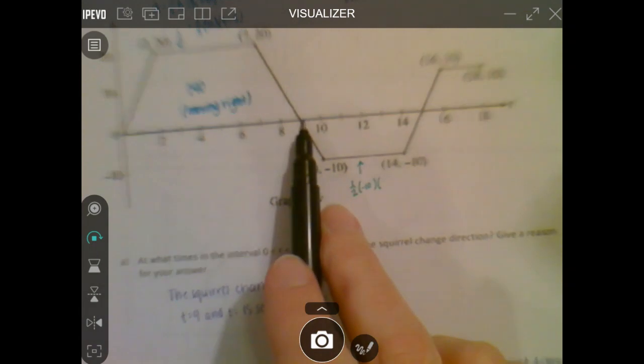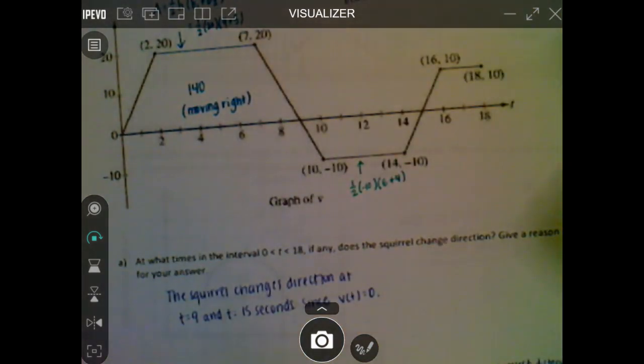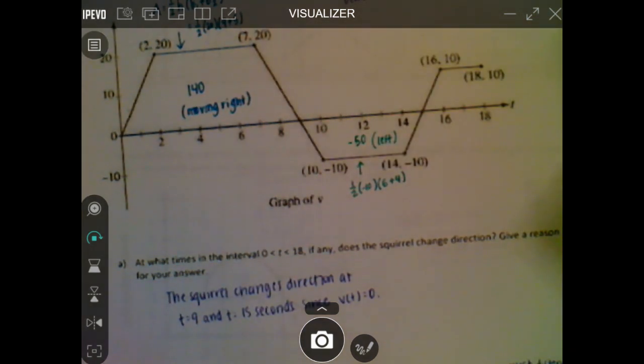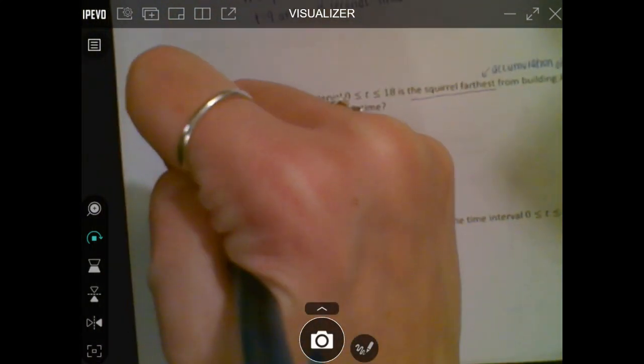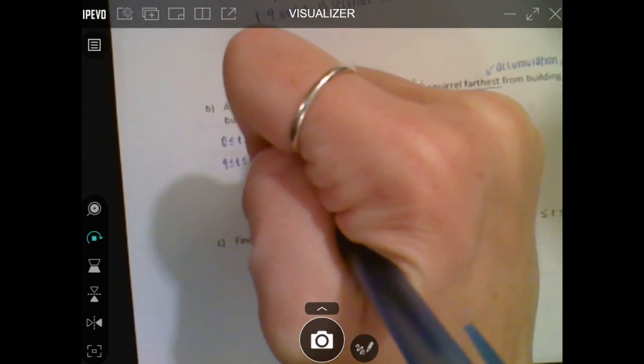And then our first base looks like it's going to be from 9 to 15, so 6 units. Second base is going to be from 10 to 14, so 4 units. So 1/2 of -10 times 10, looks like it's going to be -50, which means that we're actually moving left 50 units. So from 9 to 15, I'm just going to add to my list here. From 9 to 15, we're moving 50 units left.